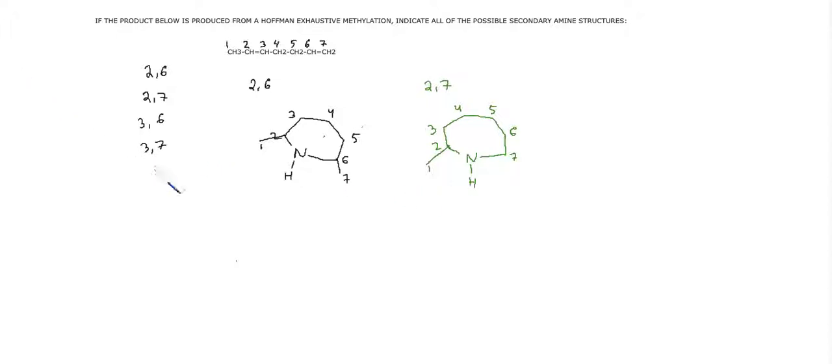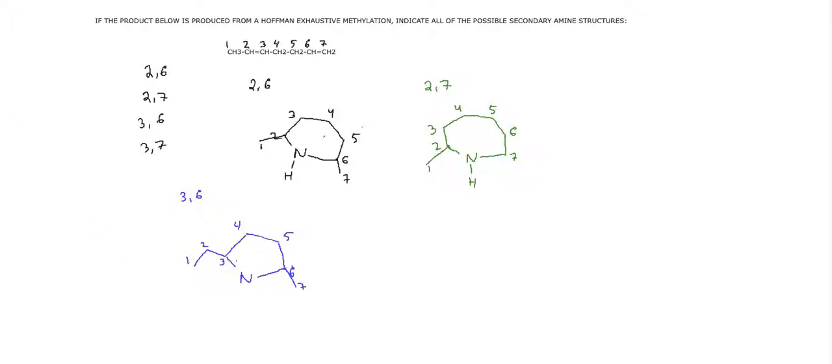Let's go ahead and do 3, 6. Again, I'm going to start with the nitrogen, which is going to be connected to number 3. Number 3 is connected to number 4, 4 is connected to 5, 5 is connected to 6, and now I can close my ring. 6 is connected to 7, so I'm going to show carbon 7. And 3 is connected to number 2 and 1, so I'm going to show an ethyl group coming off of 3. I'm just going to erase this number so it doesn't get in my way. So this was 3, 2, and 1.